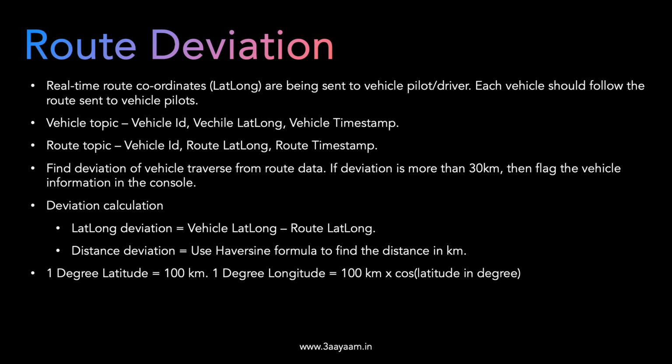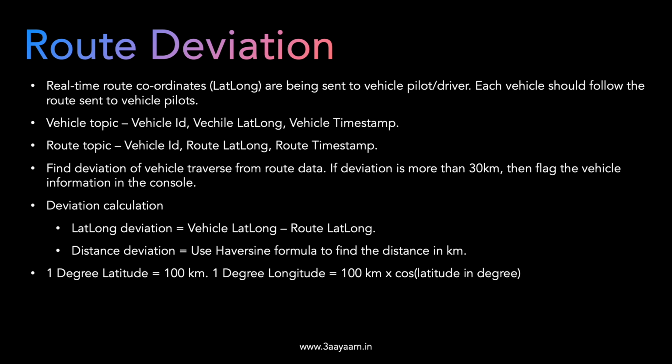Obviously there can be a lot of vehicles, and then at the headquarters obviously there will be some application running which will find the deviation of vehicles from the route data. And if the deviation is more than a certain number of kilometers, then the information should be flagged, and then maybe the vehicle pilot or the vehicle driver would be contacted over phone.